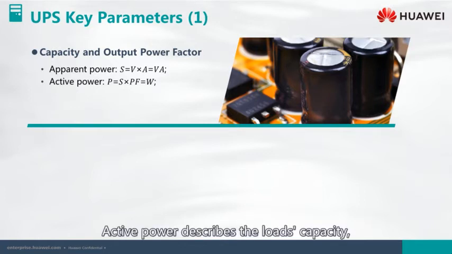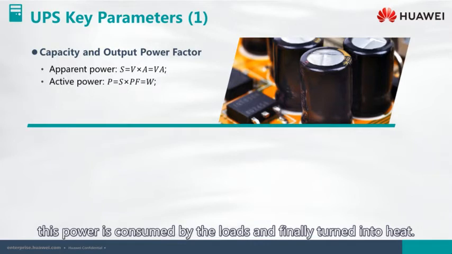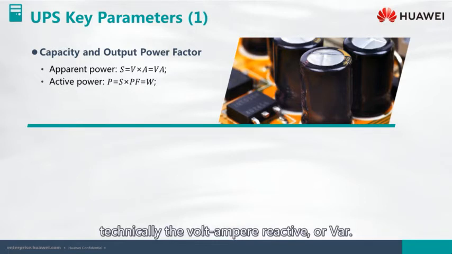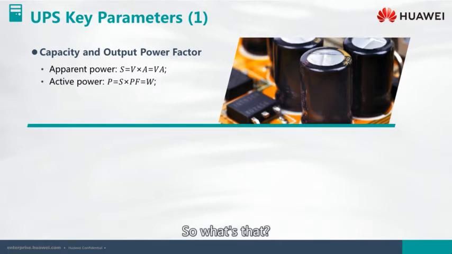Active power describes the load's capacity. This power is consumed by the loads and finally turned into heat. There's also reactive power, technically the volt-ampere reactive, or VAR. So what's that? Let's use the motor as an example.